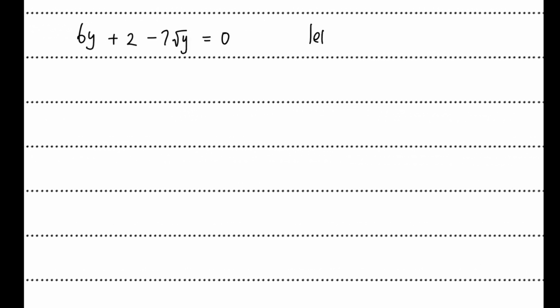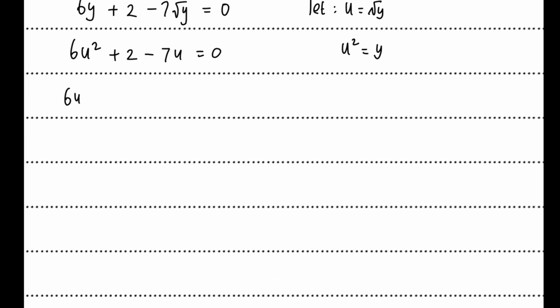You can let u equal square root of y, so u squared equals y. So we substitute: 6u squared plus 2 minus 7u equals 0. Here we get 6u squared minus 7u plus 2 equals 0.